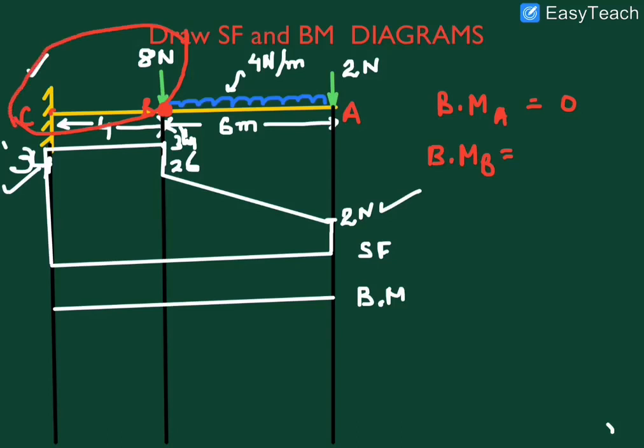You don't watch this one, you watch only to the right hand side of this figure, means you see only this 2 Newton, 4 kilonewton meter. Means if you have to calculate the bending moment at this point B, then you just write 2 into 6, plus this total force is 4 into 6, 24, 24 into 3, because this distance is 3.